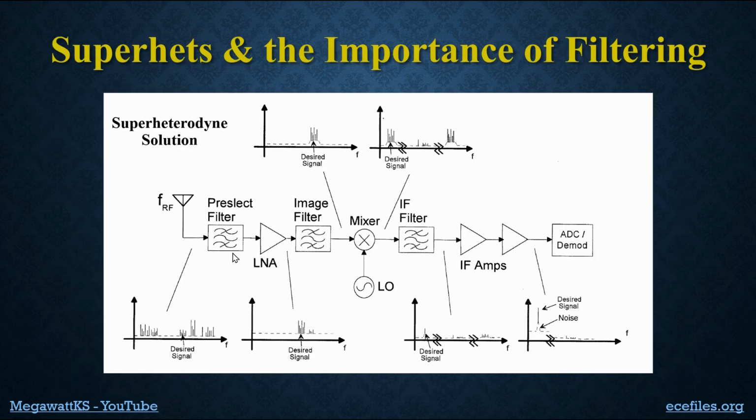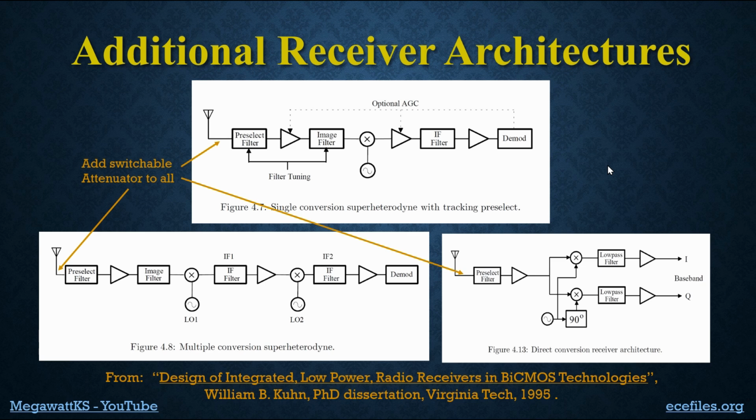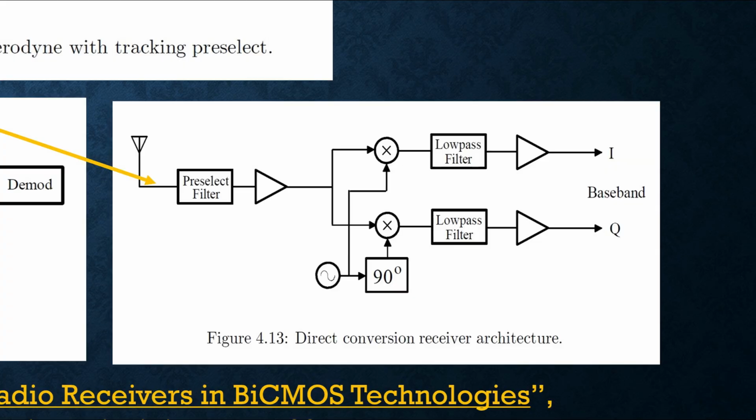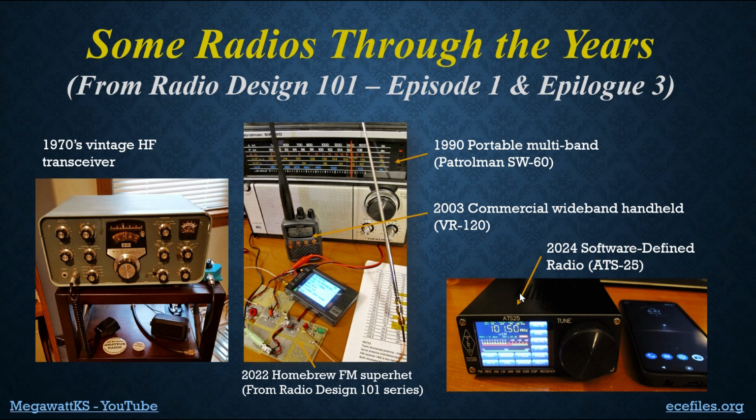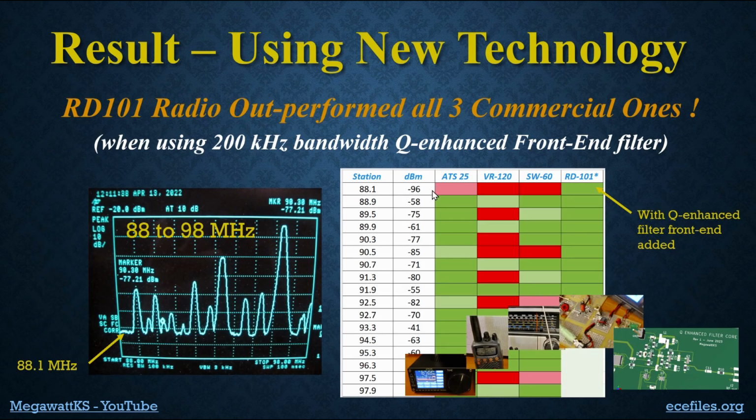And we'll go into this block diagram in more depth and look at the signals as they pass through all these different blocks. And we'll look at additional receiver architectures, bringing us all the way to the direct conversion receiver designs that are used in radios like this guy, the 2024 software-defined radio, the ATS-25, which could not get our weak signal, but we can.